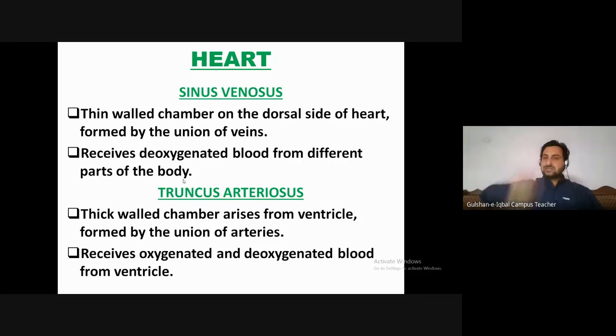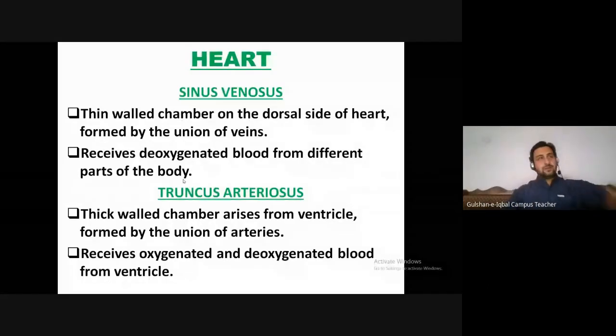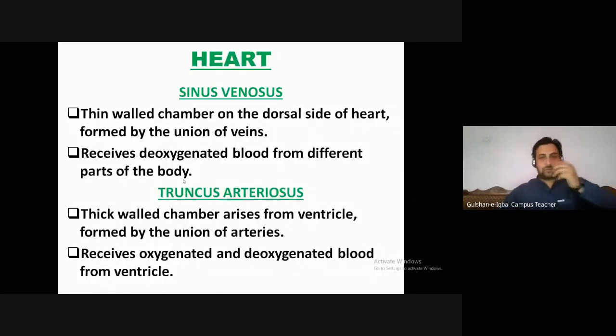The oxygenated blood will move to all parts of the body, and the deoxygenated blood will move to the lungs. The deoxygenated blood goes to the lungs for purification: the oxygen can come into the blood and the carbon dioxide moves out of the blood. So that blood reaches directly to the heart, and then there is the sinus venosus.